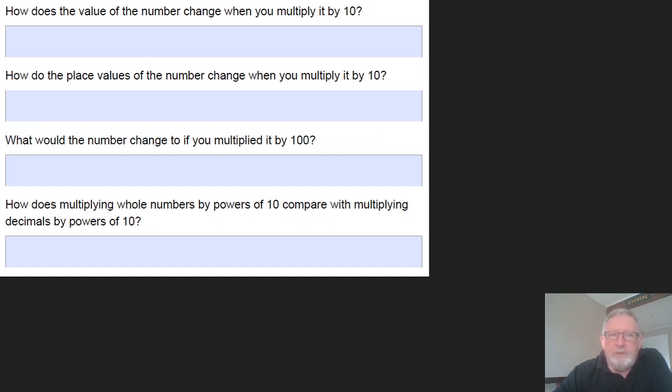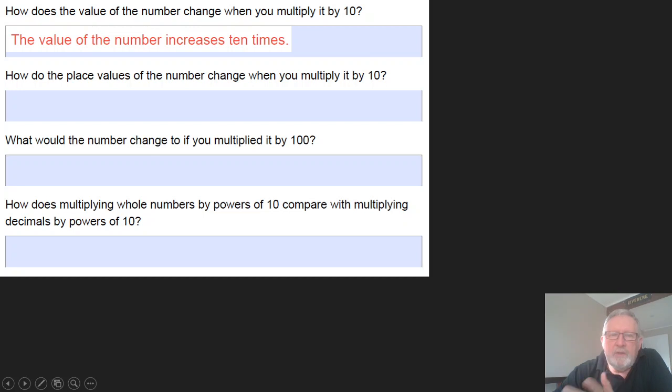Here's some questions that I want you to think about. How does the value of a number change when you multiply it by 10? Think about that for the moment. Say if it was 6 times 10, how does that change when you multiply it? The value of the number increases 10 times, so 6 becomes 10 times bigger, 60. It also moves up one place value.